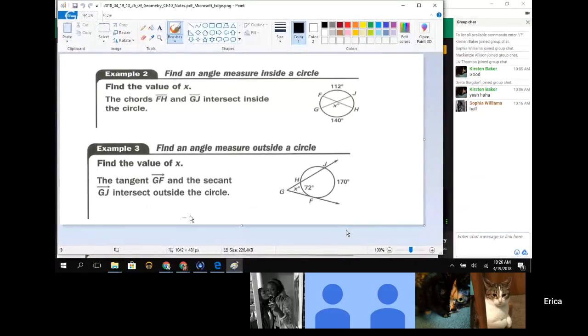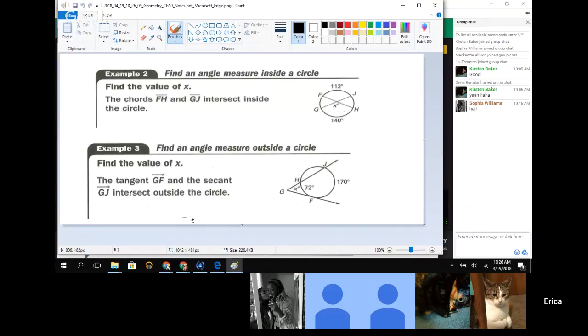Okay, so the first one, example 2, find the value of x. The chords FH and GJ intersect inside a circle, and we want to find the measure of x. So I need to look at my theorems and ask, what theorem does this look like? This is definitely 10.12, the angles inside the circle theorem.